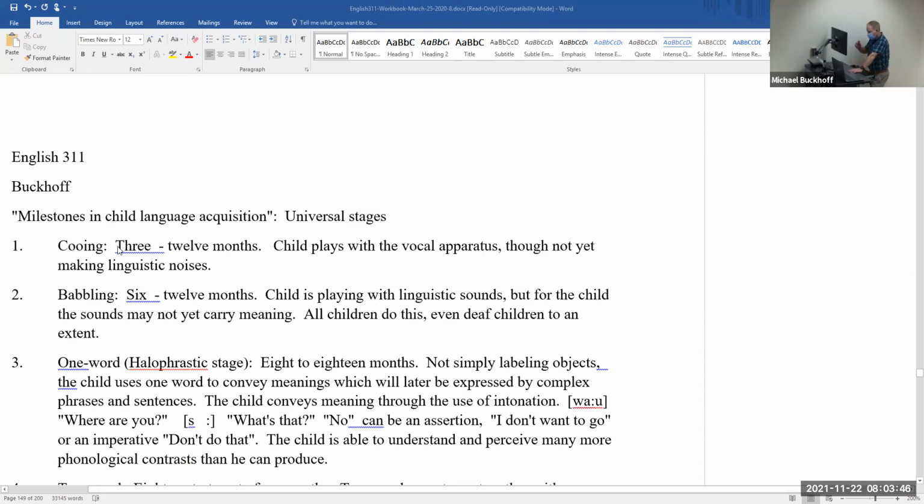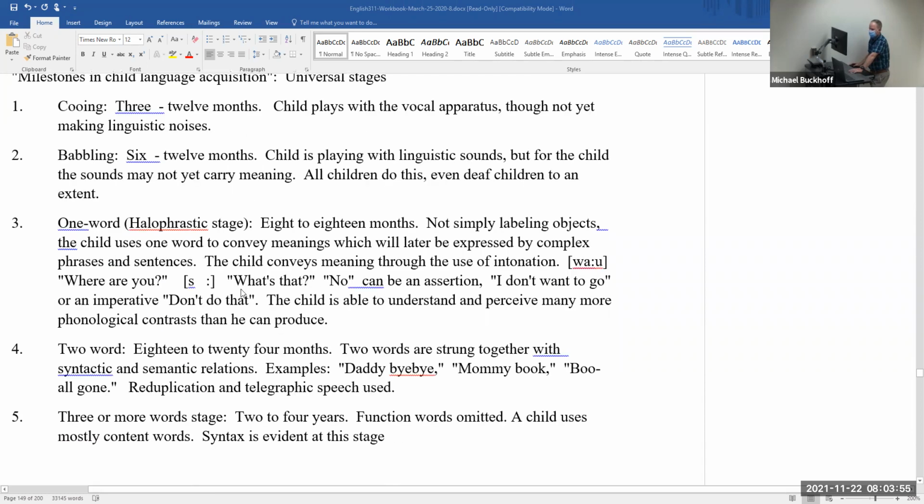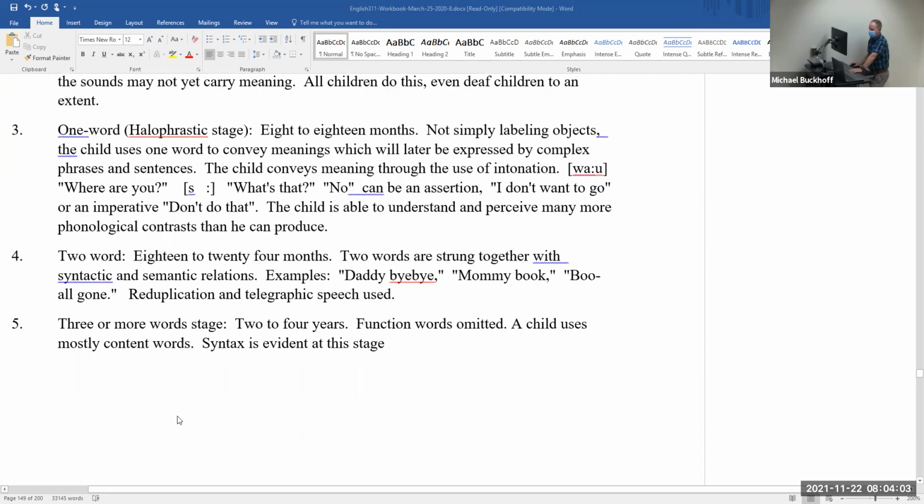And notice in this case, you have a pretty wide range. You have babbling at 6 to 12 months. You have the one word stage at 8 to 18 months, and then you have 18 to 24 months, and then 2 to 4 years, we get into the last one there. So that kind of shows you how that works.